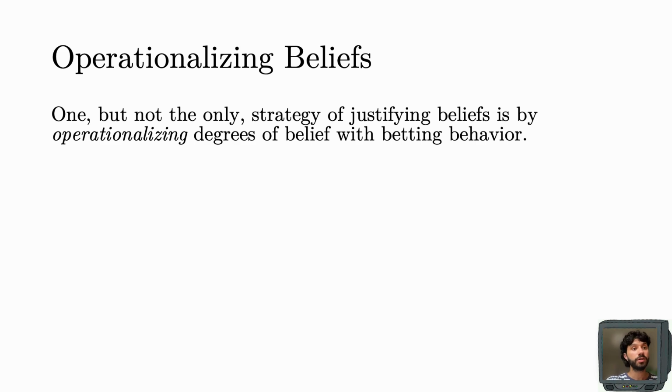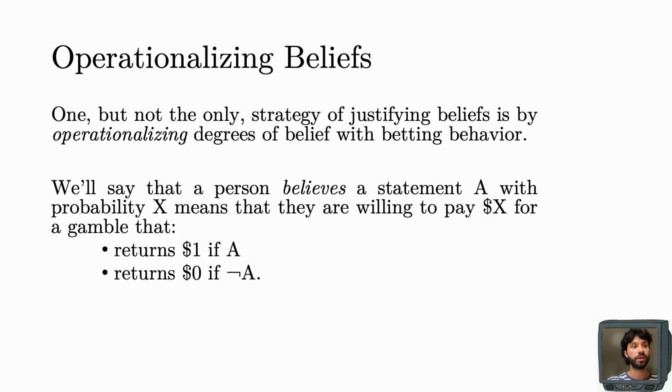So remember that one, but not the only, strategy of justifying beliefs is by operationalizing degrees of belief with betting behavior and then to say something about that betting behavior. We're not going to say anything about that betting behavior yet, though we're going to almost get to it. But now we've seen what it means to operationalize degrees of belief with betting behavior. Because we'll say that a person believes a statement A. That's how we're operationalizing believing. They believe A with probability X.